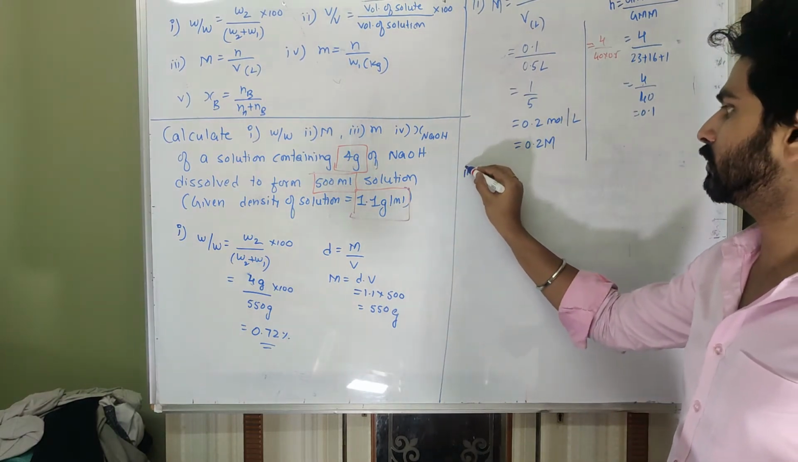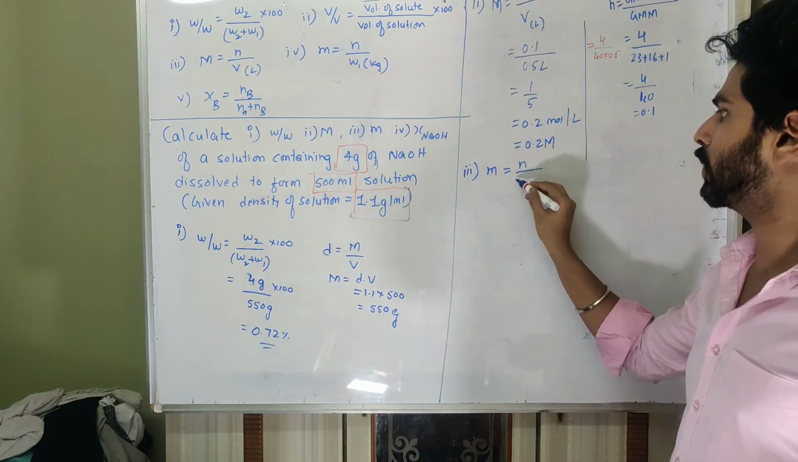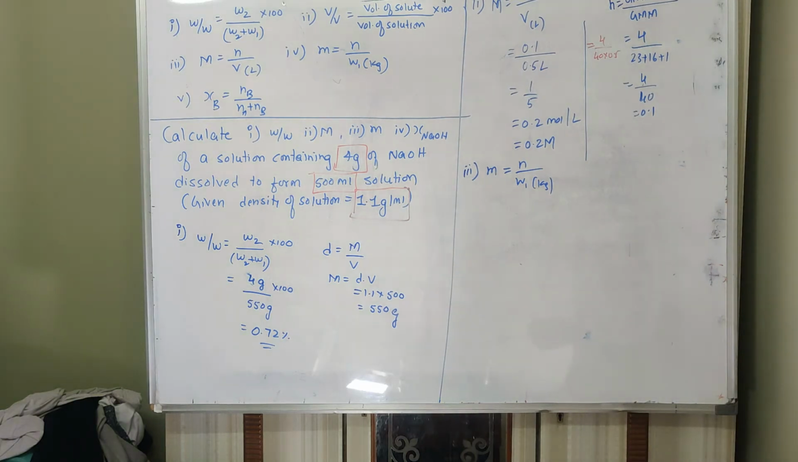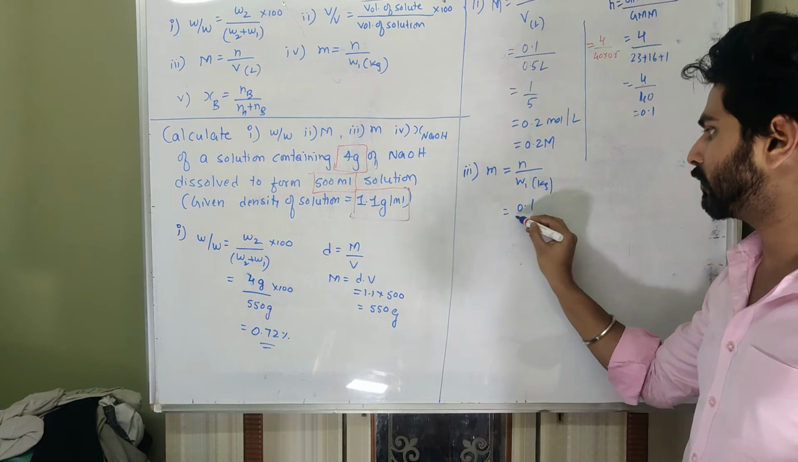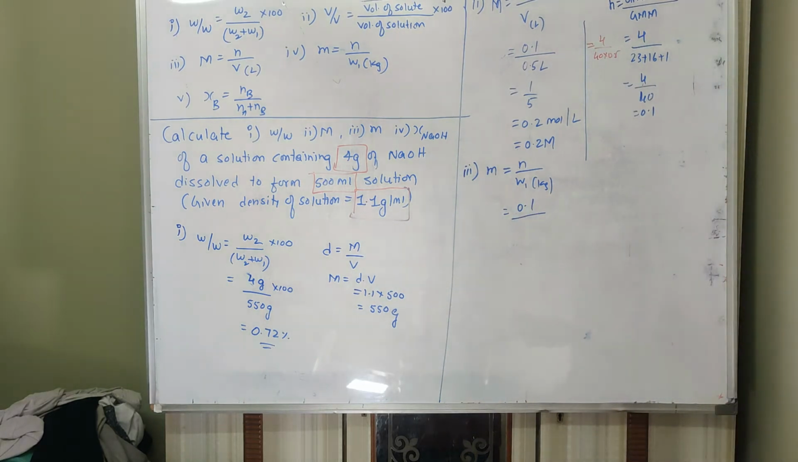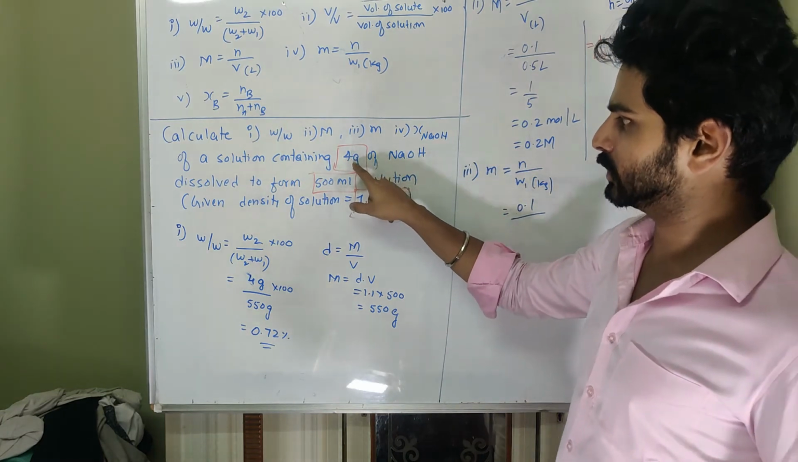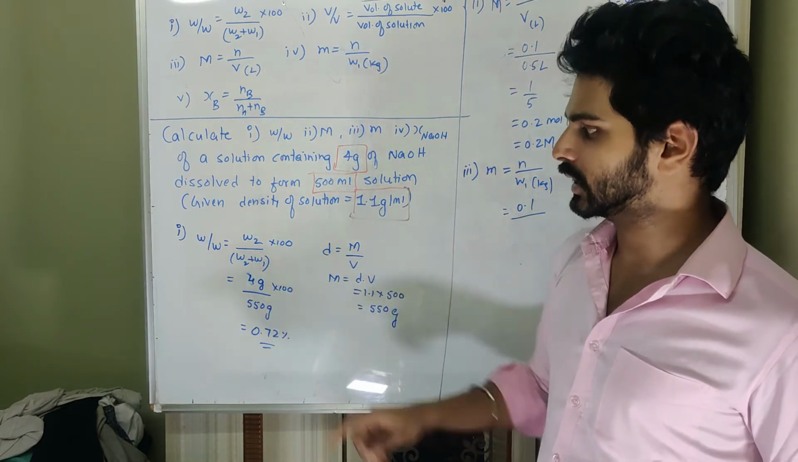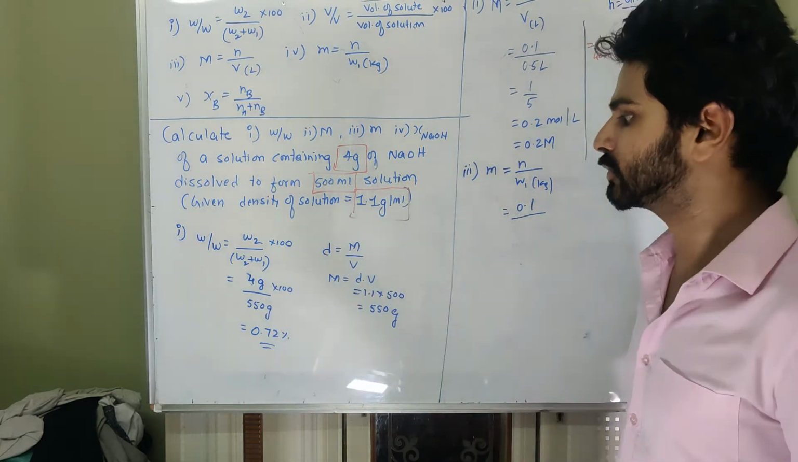So third formula is molality. Molality is equal to N upon W1, which has to be in kg. Mole upon weight of the solvent. Now mole we have already calculated, that is 0.1. Now the mass of the solvent is needed. We know the mass of the solute here. We also know the mass of the solution.